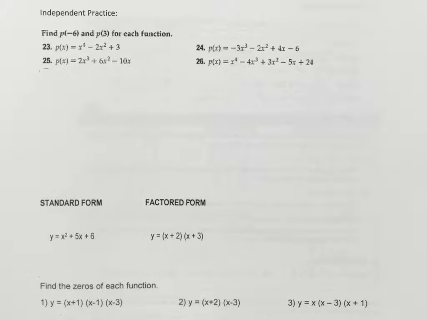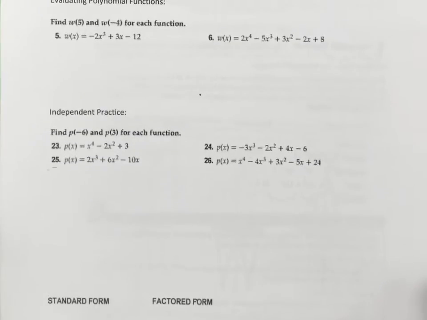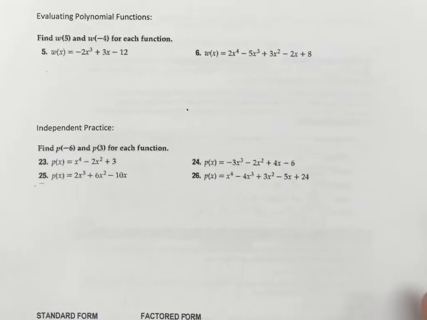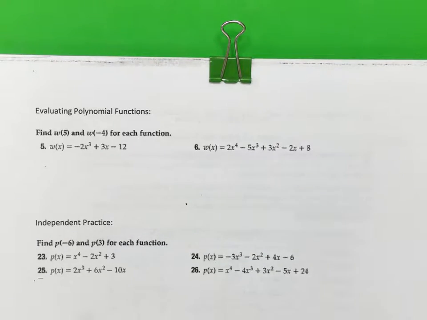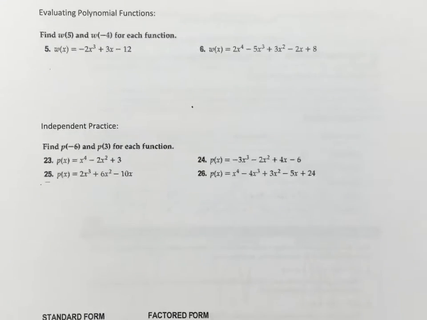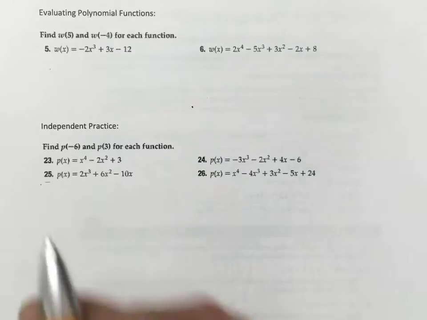23 through 26. All you're doing is plugging in what numbers does it tell you? Negative 6 and 3. Okay, that's all it tells you to do. Oh, I'm sorry. I skipped 5 and 6. My bad. I pulled the screen. Is this just the thing like F of X? Yeah. Except it says W of X. It's the same thing, though. There we go.